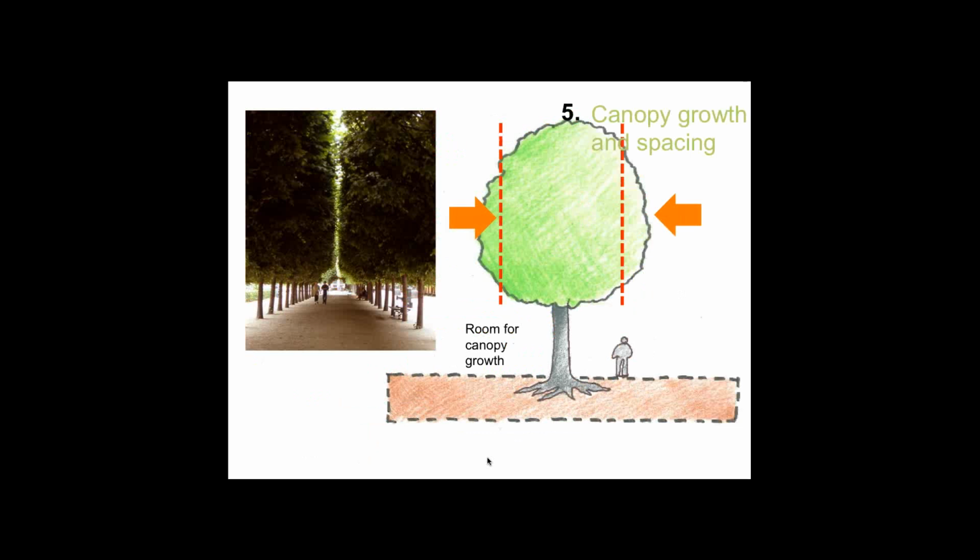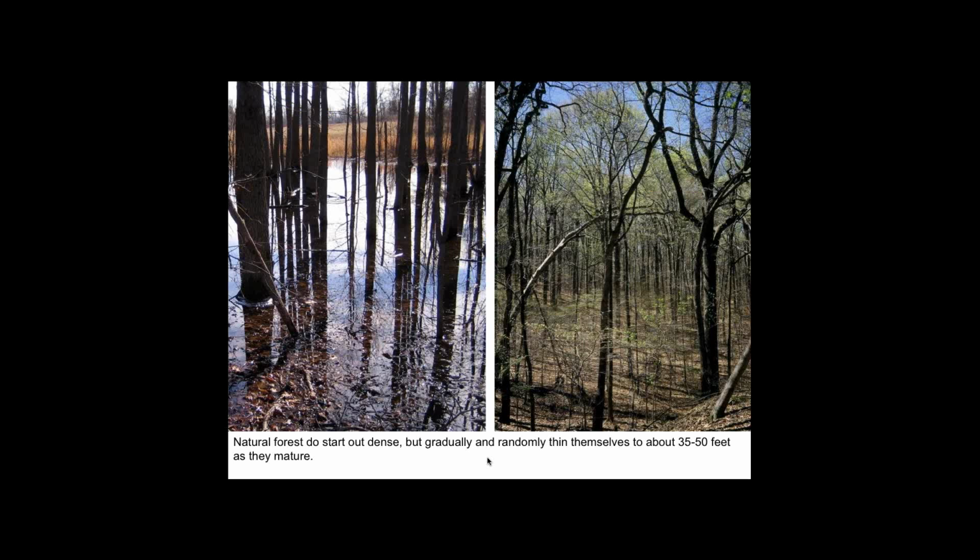So let's start with canopy growth and spacing. We know that trees, as we get them closer together, change the shape at which they grow, and also the length of time that they will actually live.